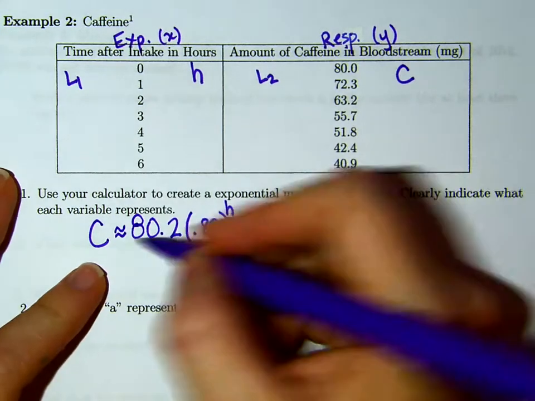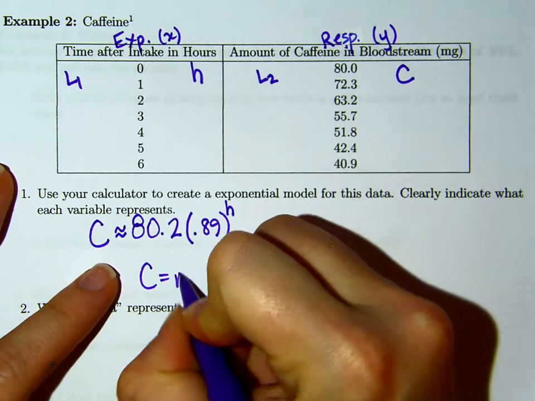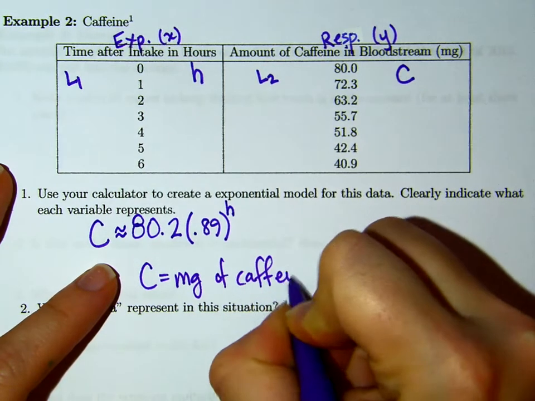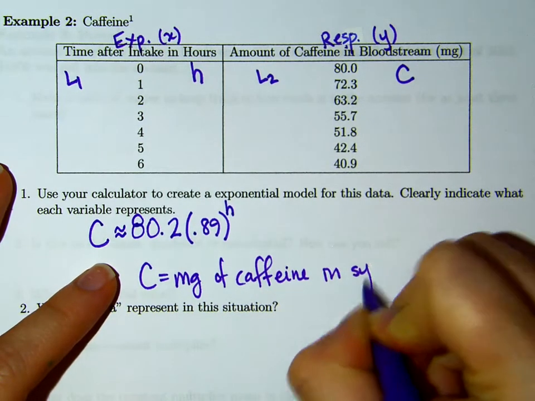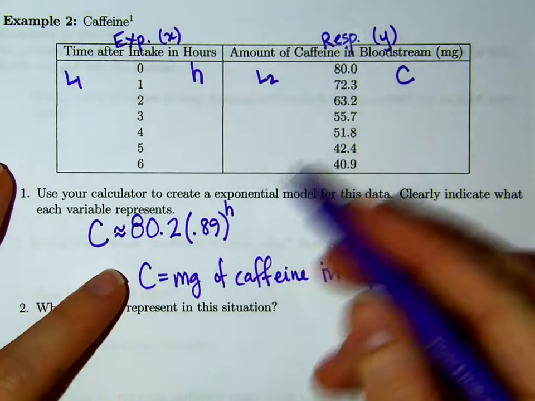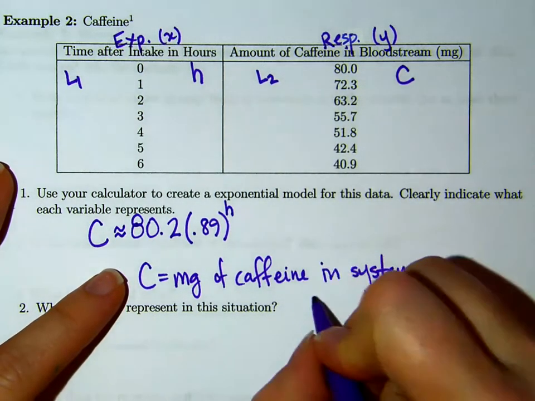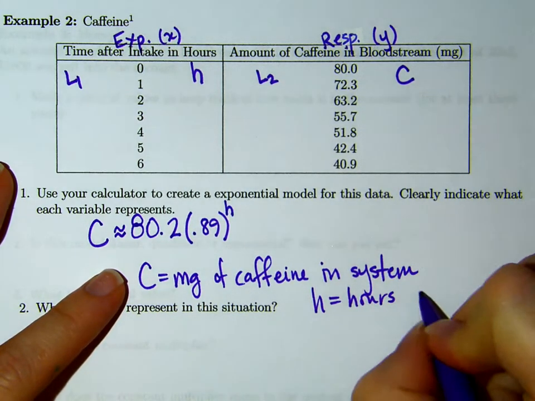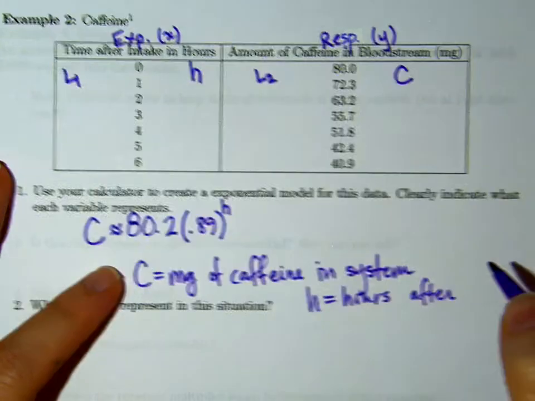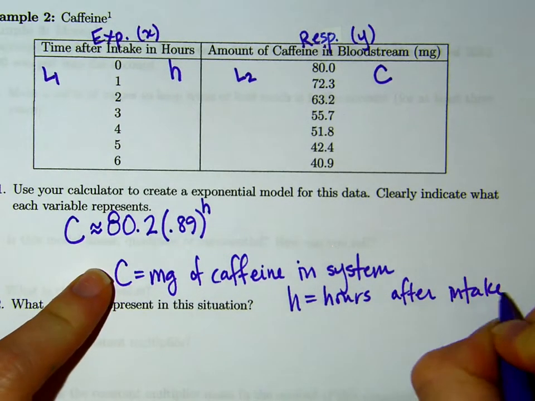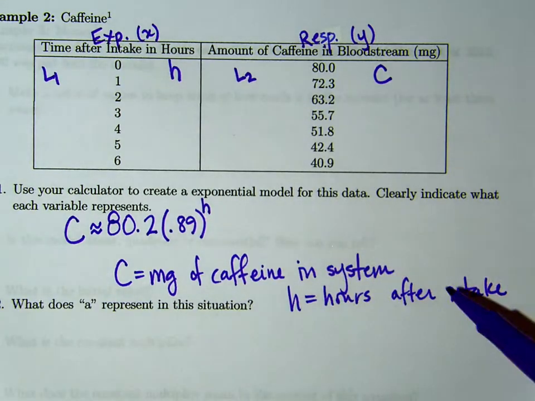Clearly indicate, well, C equals milligrams of caffeine in your system. Right? So it'd be the same if you were drinking Monsters and stuff. H, hours after intake. Okay, I think that makes a lot of sense here.